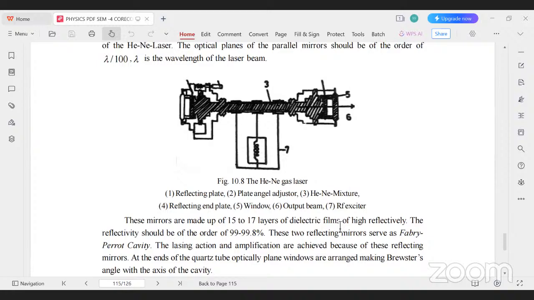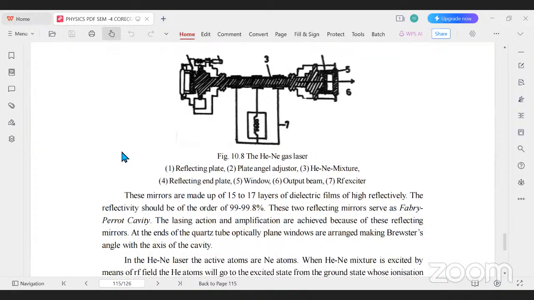The mirrors are made up of 15 to 17 layers of dielectric films of high reflectivity, on the order of 99.998%. The two reflecting mirrors serve as the cavity. So we need to know this cavity, because the lasing action and amplification are achieved because of these reflecting mirrors.